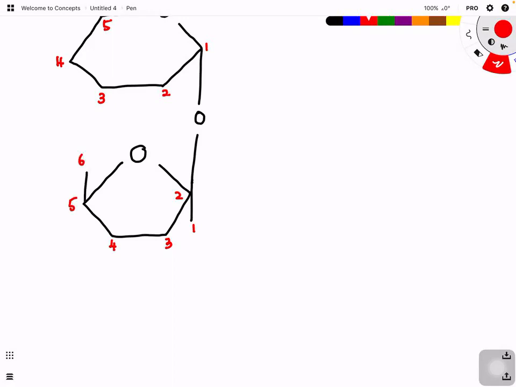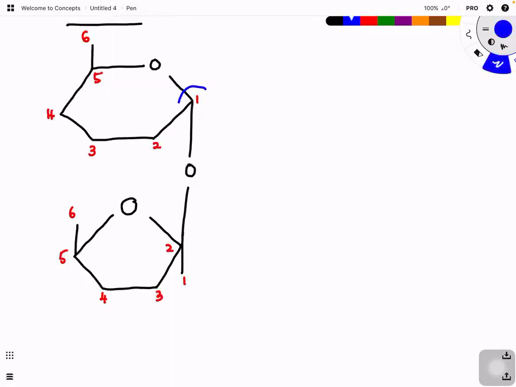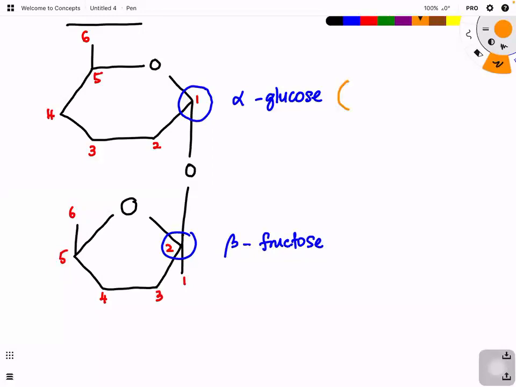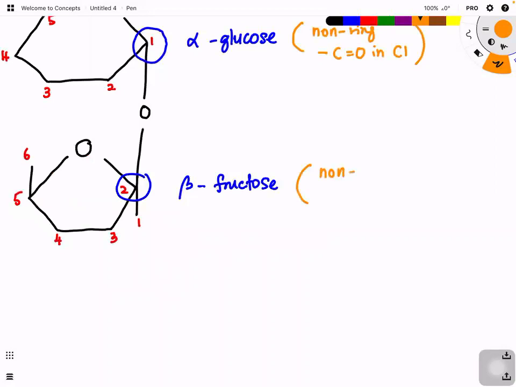So the formation of the bond actually takes place at carbon number 1 of the alpha glucose and also carbon number 2 of beta fructose. Then you can see what actually happened now. Carbon number 1 in alpha glucose, in the non-ring structure, has the carbonyl group, which gives the reducing property. For beta fructose, in the non-ring structure, the carbonyl group is actually in carbon 2.